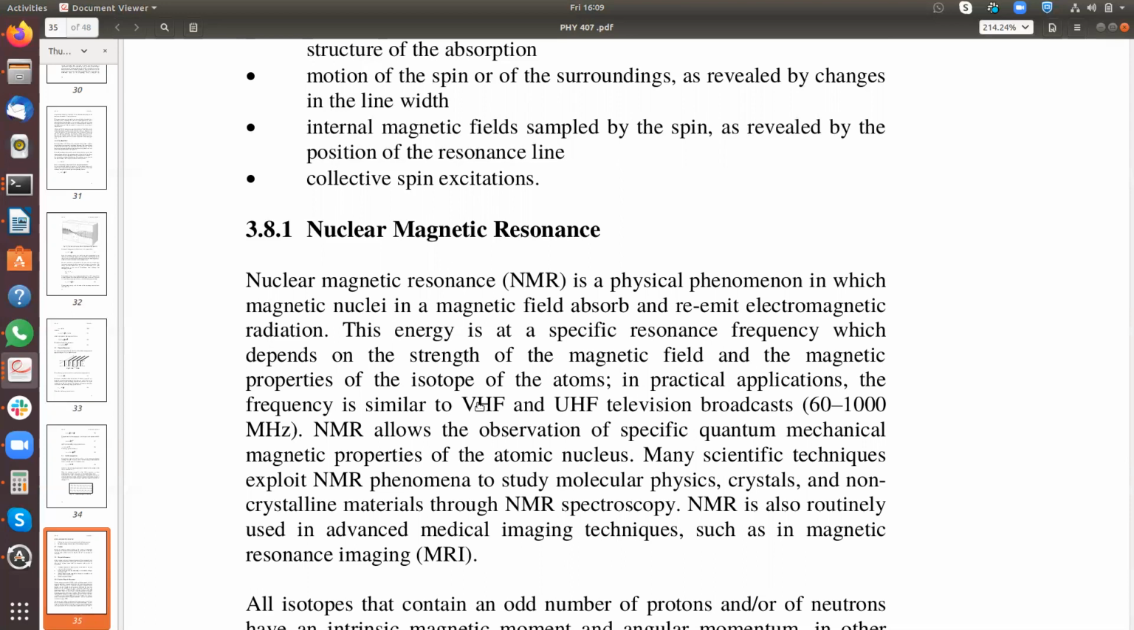Many specific techniques exploit nuclear magnetic resonance phenomena to study molecular physics, crystals, and non-crystalline materials through NMR spectroscopy. Nuclear magnetic resonance is also routinely used in advanced medical imaging techniques such as magnetic resonance imaging, MRI.